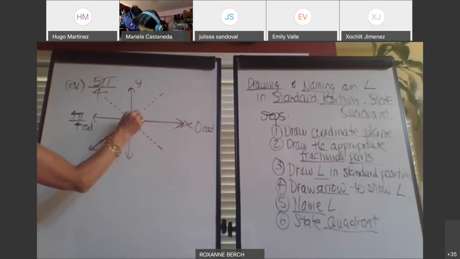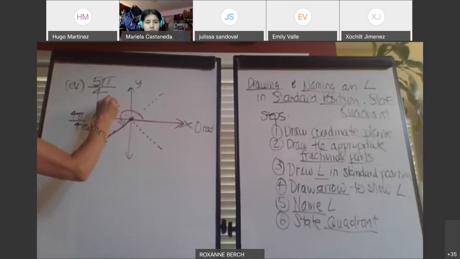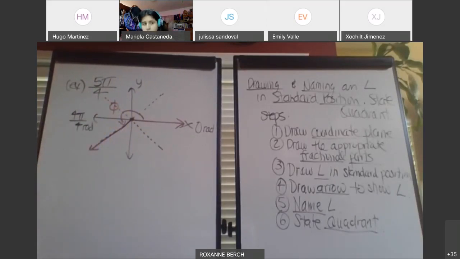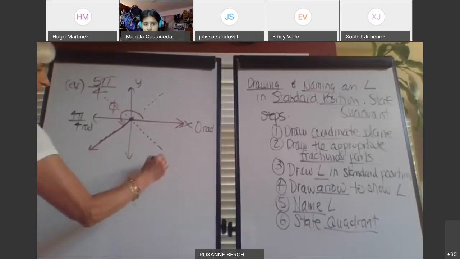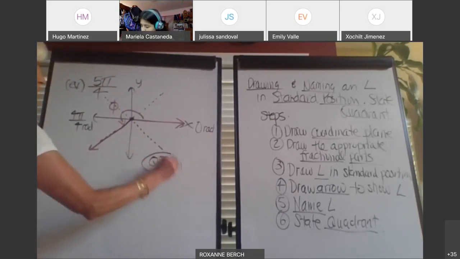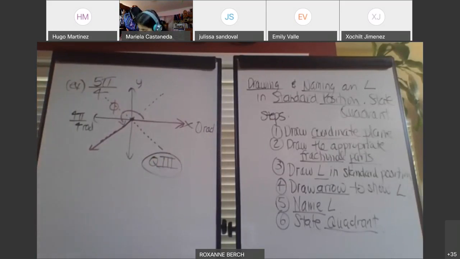So now we have this rotation. We'll call it phi this time. And that would be your 5 pi over 4 radians. So what quadrant we're in depends on the terminal side, which is quadrant 3. You could write this or not. I can see what you're doing if you do this.